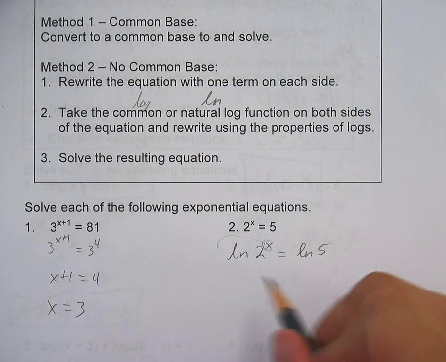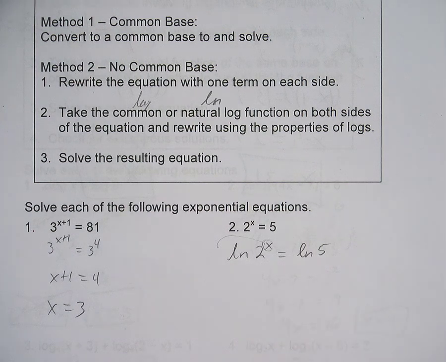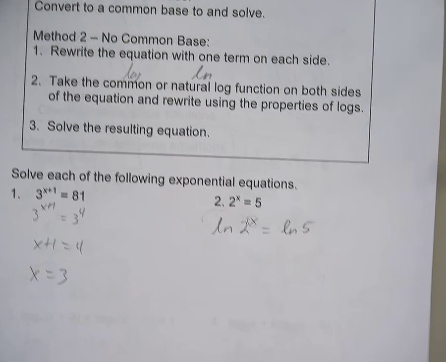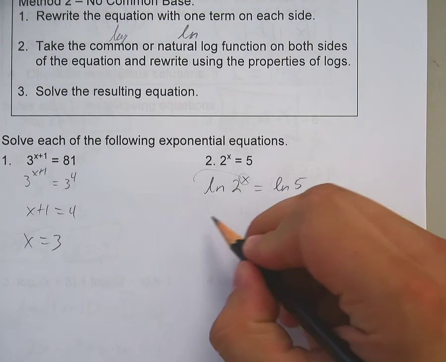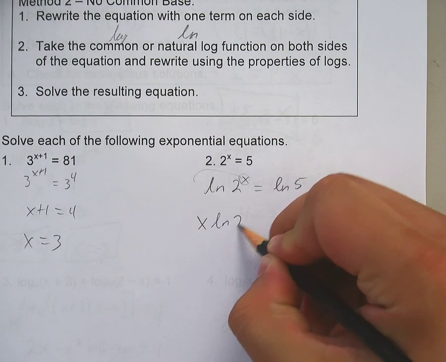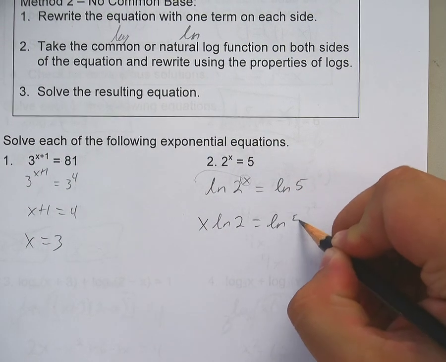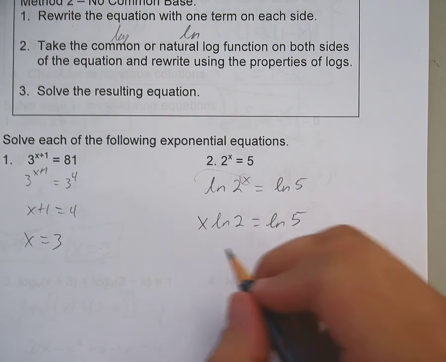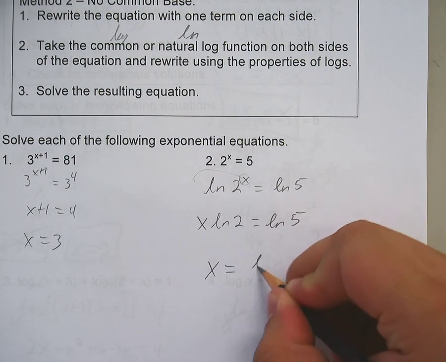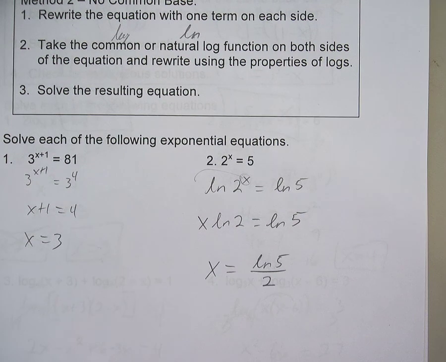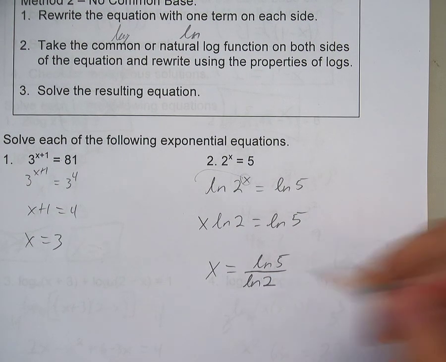Remember, algebra says anything I do to one side and the other is okay, as long as I do it to both sides. So what that lets me do is write x natural log of 2 equals the natural log of 5. And then divide it out, x equals the natural log of 5 over the natural log of 2.